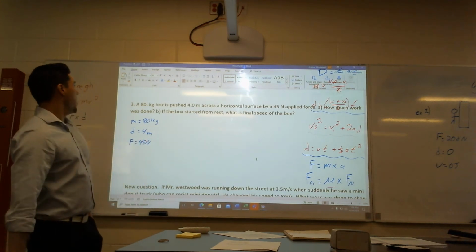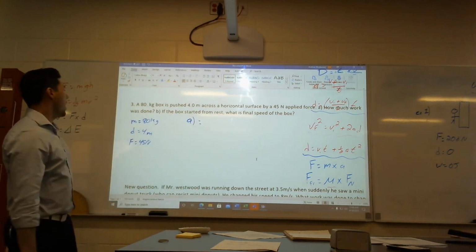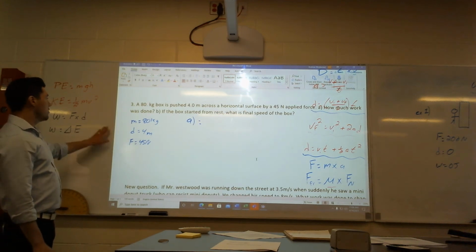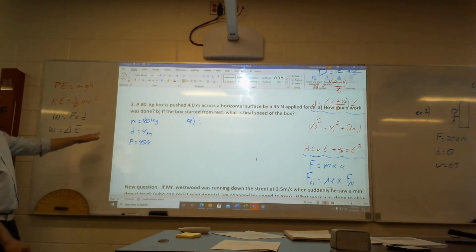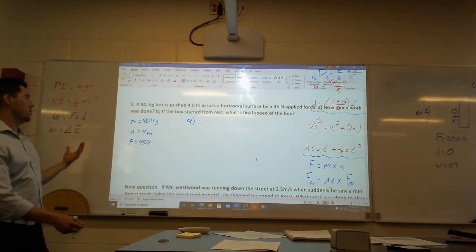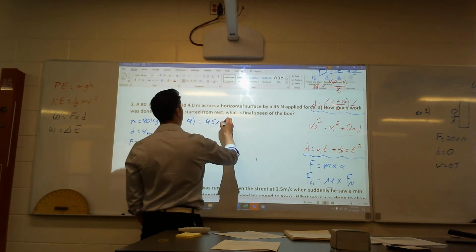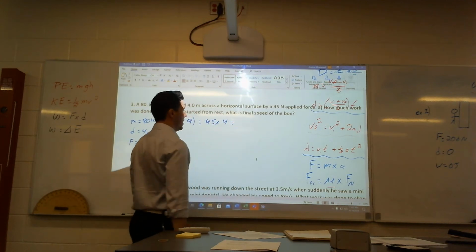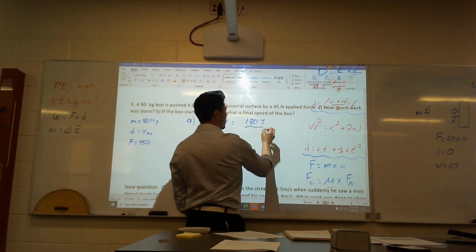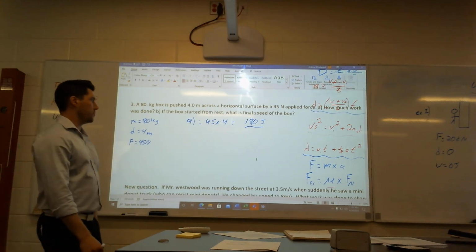Cool. A, it says how much work was done. Well, this one's pretty easy. I'm given the force, I'm given the distance that it goes. So the nice thing is work's pretty easy. I don't have to worry about the change of energy just yet. All I'm going to do is 45 newtons times the 4 meters, and I get 180 joules. So 180 joules was used to move this box.